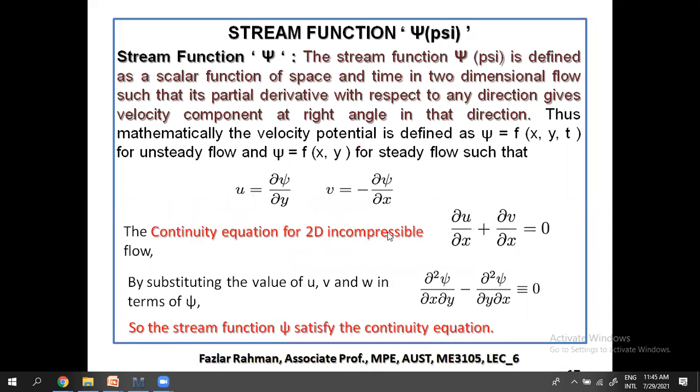Then we need to know the stream function. What is the stream function? It is also a scalar function. That means it doesn't have any vector. It is defined as a scalar function of space and time. That means you have x, y, z, and t. This is called psi. Stream function psi is equal to a function of space and time.